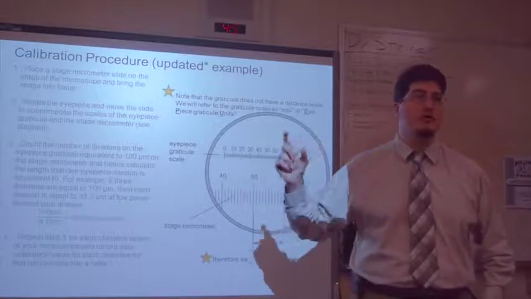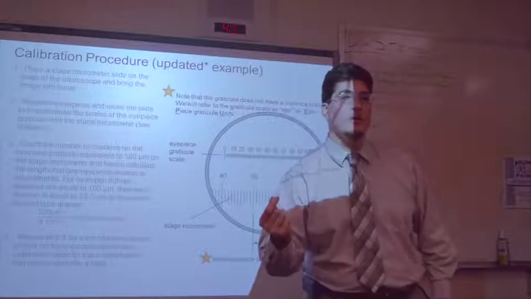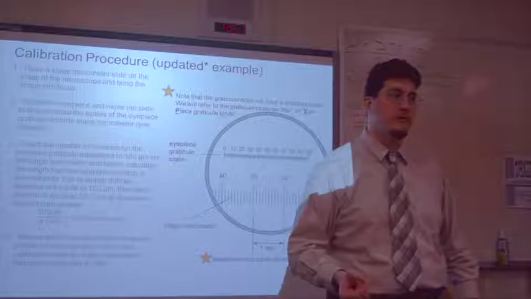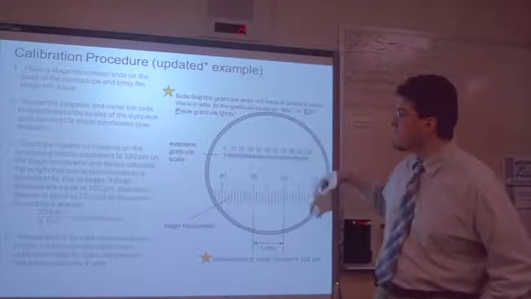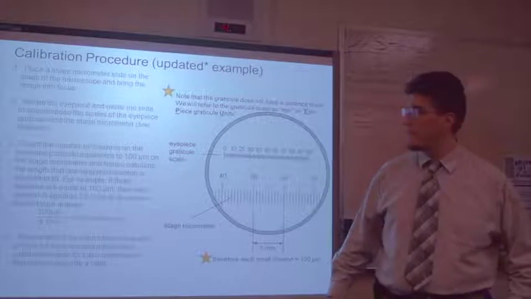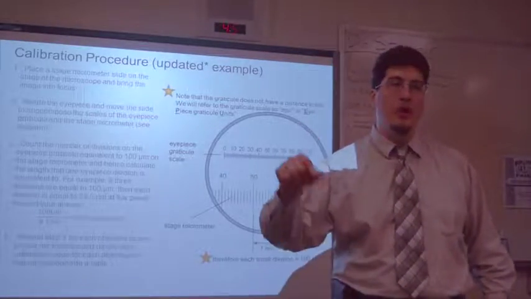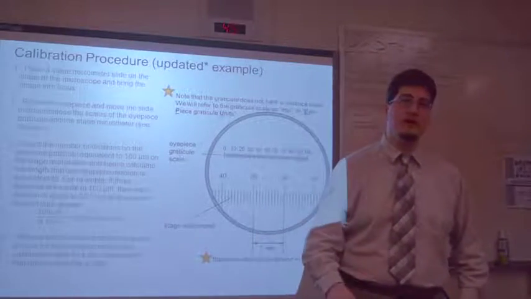The eyepiece graticule scale is my unknown. It is the goat, the foot-long ruler. It is the unknown. It comes in unknown, unmarked units. The stage micrometer is my known unit. It is my known unit.